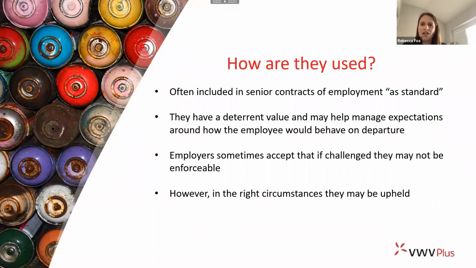We often get instructions to draft a template document, and what we always say is, don't be a slave to that template document. Always they should be looked at, revisited, and seen whether they are reasonable in those circumstances for that individual. And on the previous slide, there was that quote from Lord Justice Underhill in a famous case where he talks about these non-compete clauses being the most powerful weapon in an employer's armory, because they can be, especially when you're entering into a new contract with an employee, and that employee has very little bargaining power. But if used correctly, they can be enforceable.